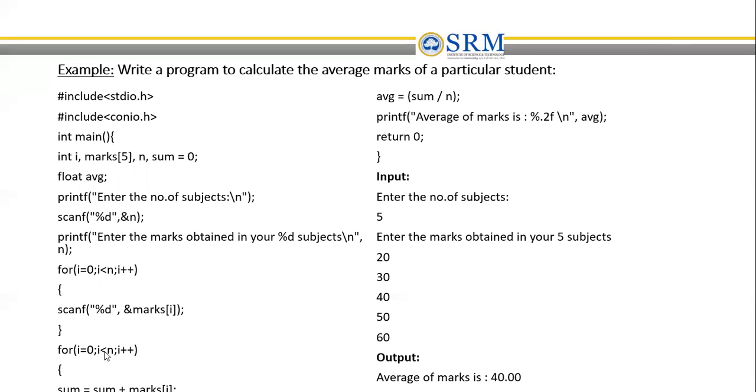When I is equal to 0, it checks this condition, and before processing the increment, this will be added up. Then again it increments and takes the next value. I is incremented and the condition is checked again. The previous value is 20, so 20 plus 30 will be added and stored as 50. Then I is incremented again and compared with n. Likewise all the marks will be added up and stored in this sum.